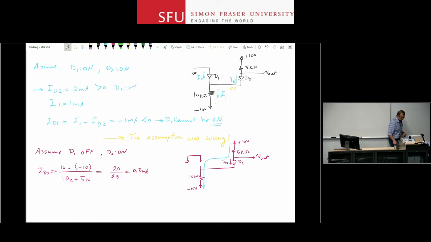Okay, so this is larger than 0, and therefore D2 is on. D2 is happy to be on. We assumed it is on. It looks like it can be on. It doesn't have a problem with that.